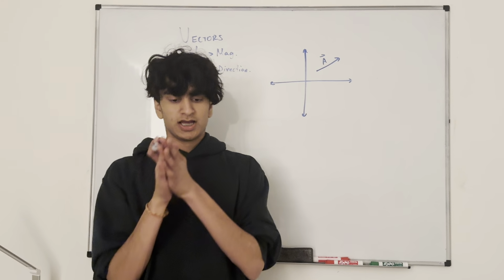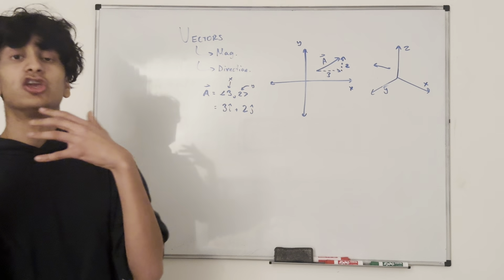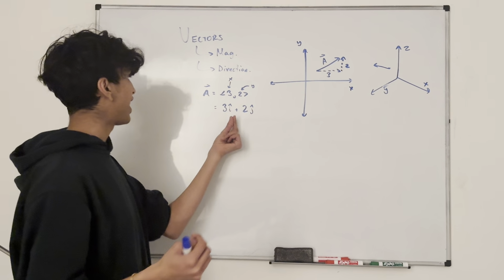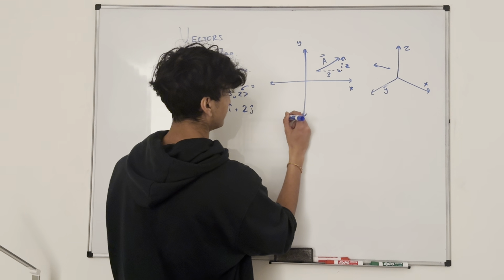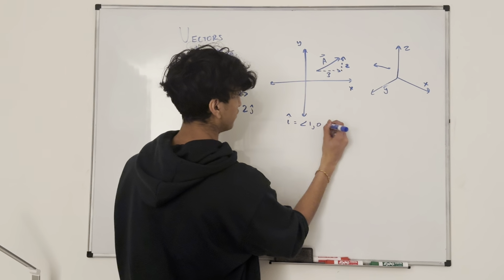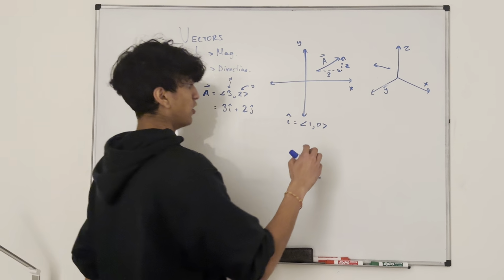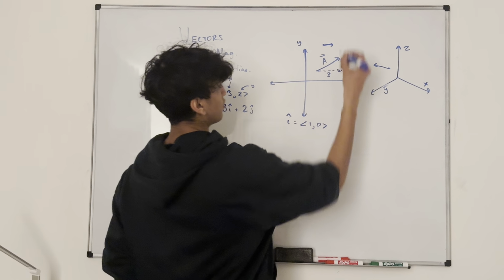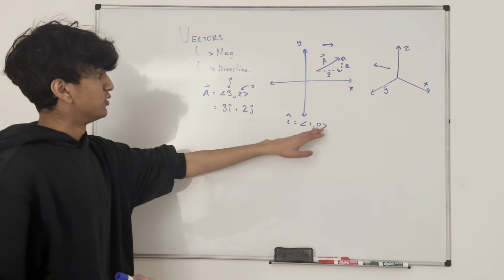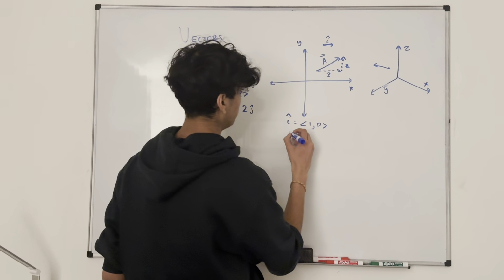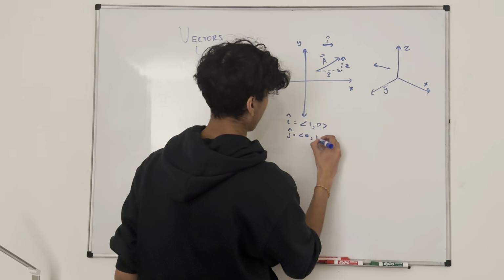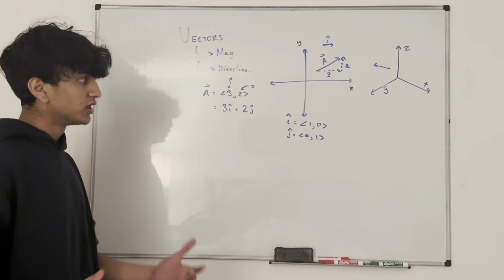I can also write it as 3 i hat plus 2 j hat. So what are these i hats, j hats? We essentially have these unit vectors. This is what i hat is: a vector with a component 1 and 0. So the x component is 1, and the y component is 0, so it's not going up at all. That's i hat, and then j hat would be the opposite, 0, 1.